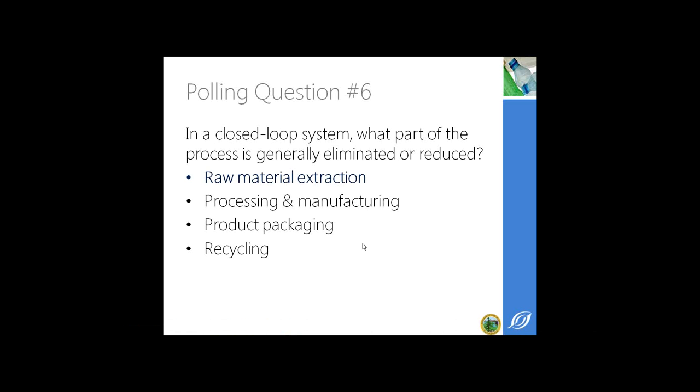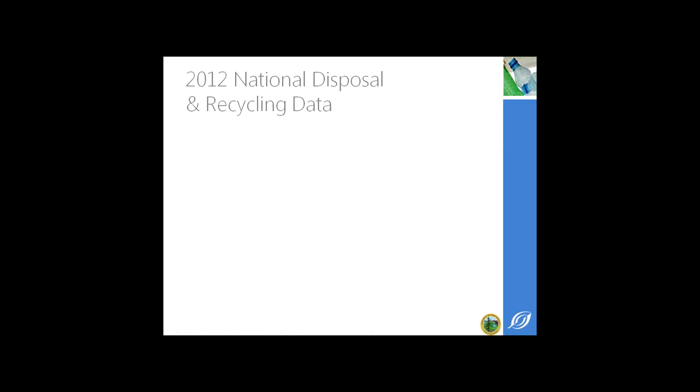All right, so we had 75% of the attendees said raw material extraction is what's eliminated, and we had 25% say products and packaging. So the raw material extraction is what's eliminated predominantly, or at least it's reduced. It's not completely eliminated, but that is one of the things that we can definitely reduce substantially through a resource management system.